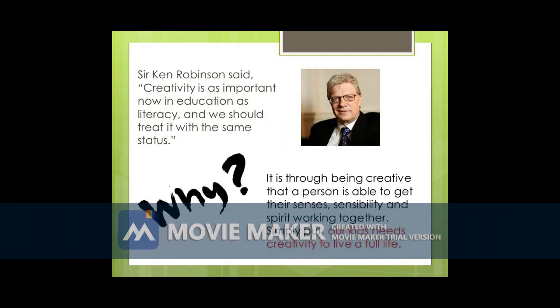Why creativity is just as important as literacy. According to Sir Ken Robinson, a British author, speaker, and international advisor on education in the arts, creativity is as important now in education as literacy, and we should treat it with the same status. Why? It is through being creative that a person is able to get their senses, sensibility, and spirit working together. To put it simply, our kids need creativity to live a full life.